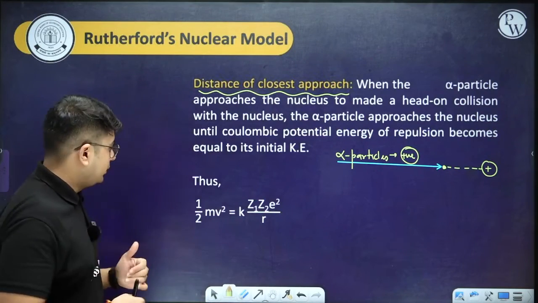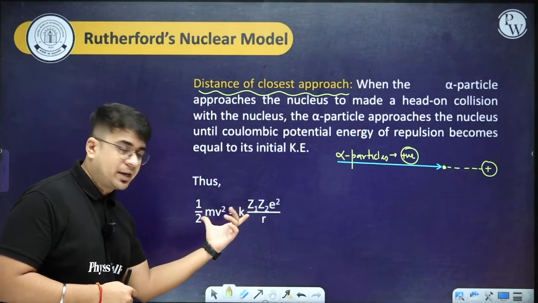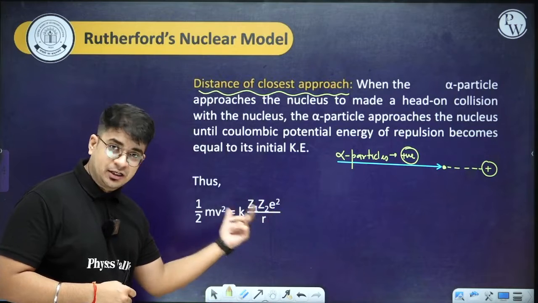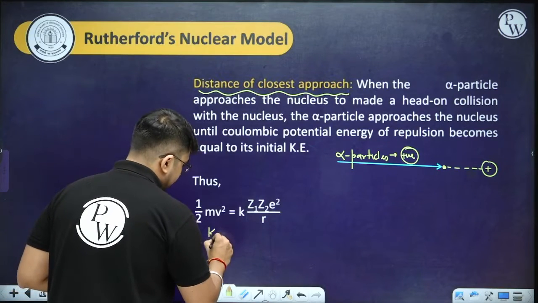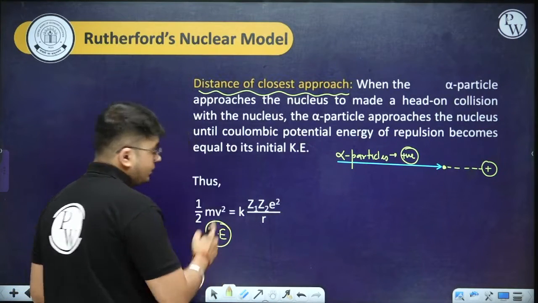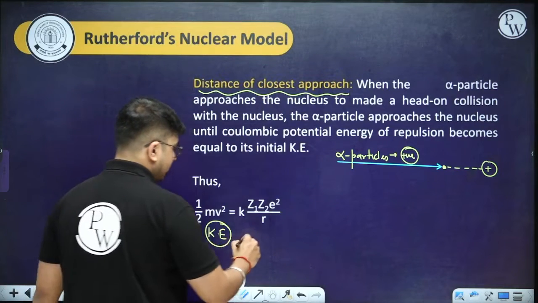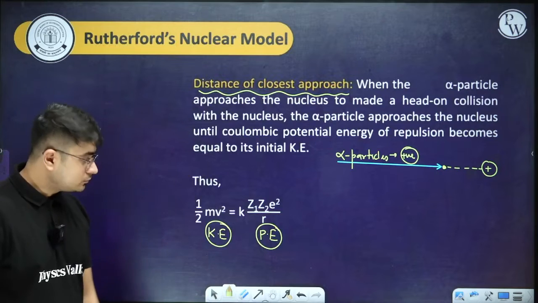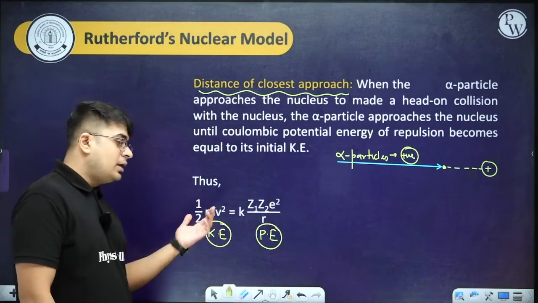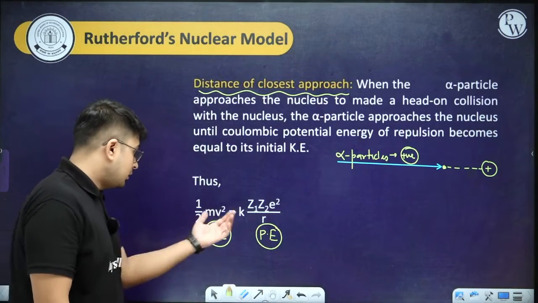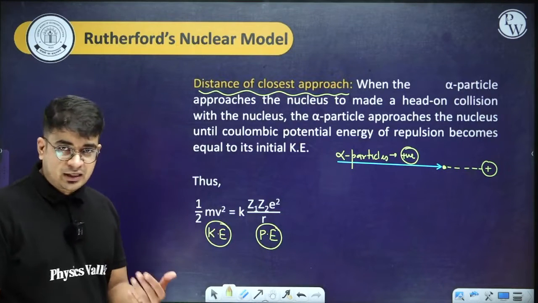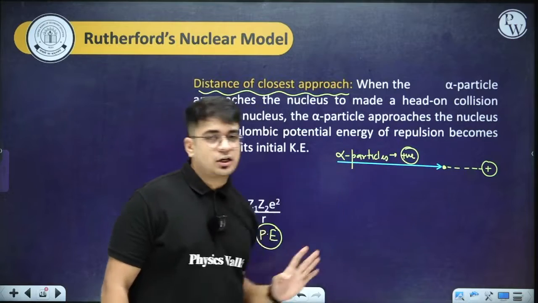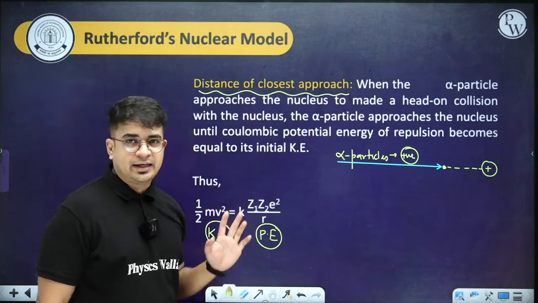So that was the point. What you have to do is compare the kinetic energy with the potential energy. This is the point where the kinetic energy with which the alpha particle started is balanced by the potential energy. Now, for the formulation, kinetic energy is half mv square, which equals the potential energy, k multiplied by Z1 Z2. Z1 is the charge of the alpha particle, Z2 is the charge of the nucleus.